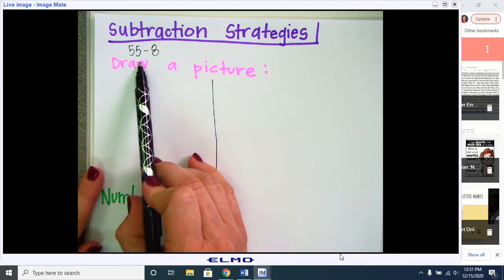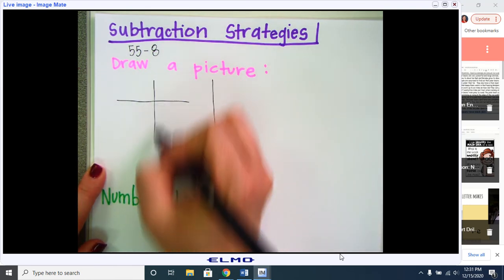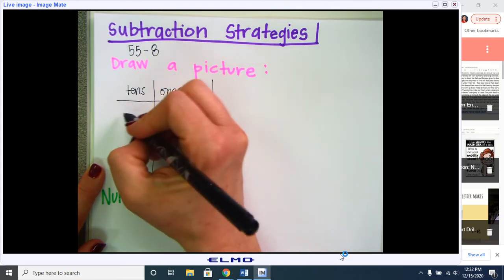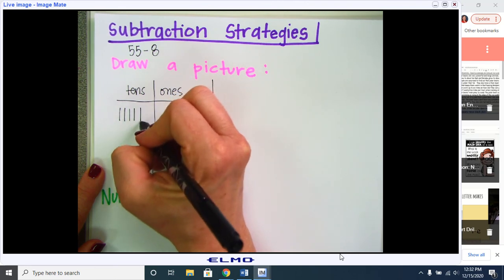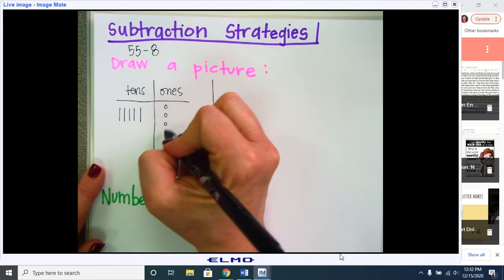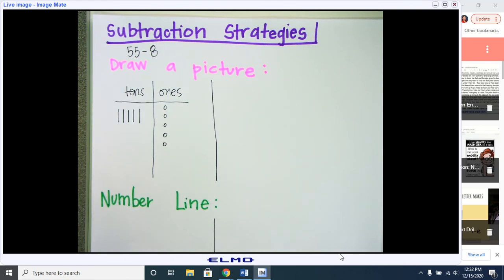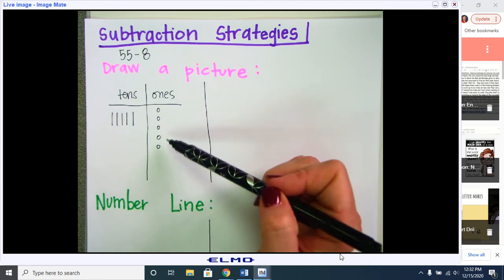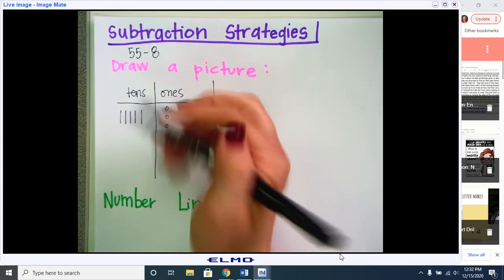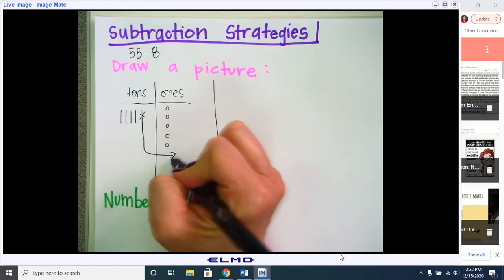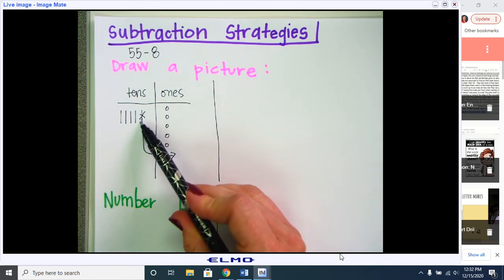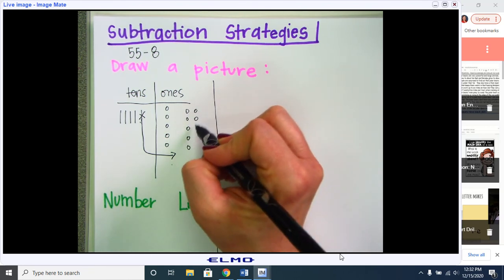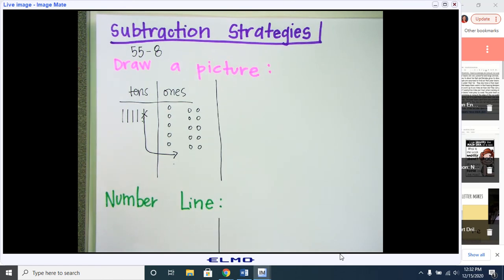So I'm going to draw the larger number, T-chart, tens and ones, and I'm going to draw 55. 10, 20, 30, 40, 50, 51, 52, 53, 54, 55. Okay, now I need to subtract 8. Yes, 8. So the problem is that I don't have 8 ones, but I do know that 10 is made up of 10 ones. So I'm going to break this 10 into ones, which is the same thing you do when you regroup on a traditional algorithm, like when you stack it.